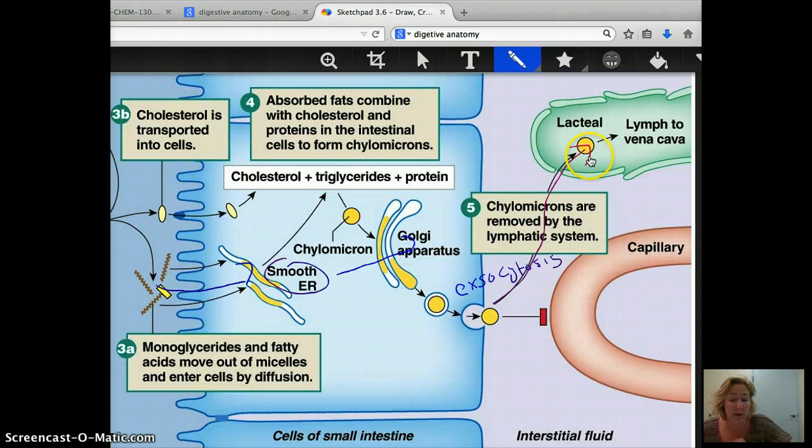You don't know this yet, but you will, or you should. You took anatomy, but nonetheless, this is a big old leaky membrane, right? This is a lacteal. It's like a lymph node, but where does it go? It goes to the vena cava. Where does the vena cava go? Dude, back into your blood. So it's going to get back into your blood, but it's got to go this way first. It's got to go into the lymphatic system.